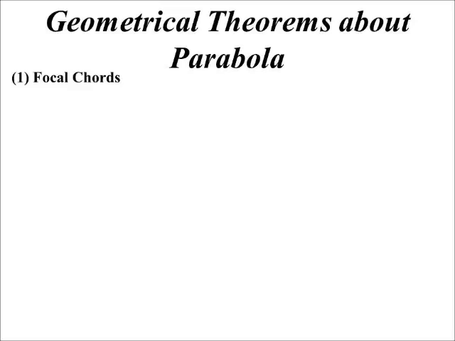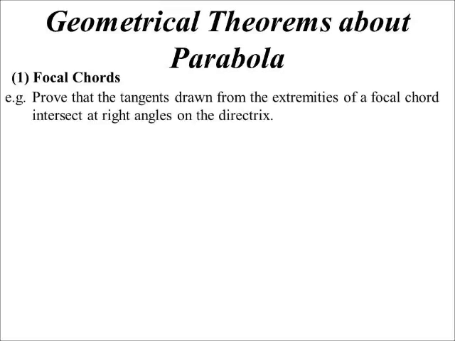Now, we talked a little bit about focal chords already. That's a chord, of course, that passes through the focus. We're going to prove that the tangents from the extremities of a focal chord intersect at right angles on the directrix. Now, the first thing I would do, it's a focal chord question. If they haven't already asked me to do it, I'm probably going to prove PQ equals -1, because I'm probably going to use that relationship in the problem somewhere.